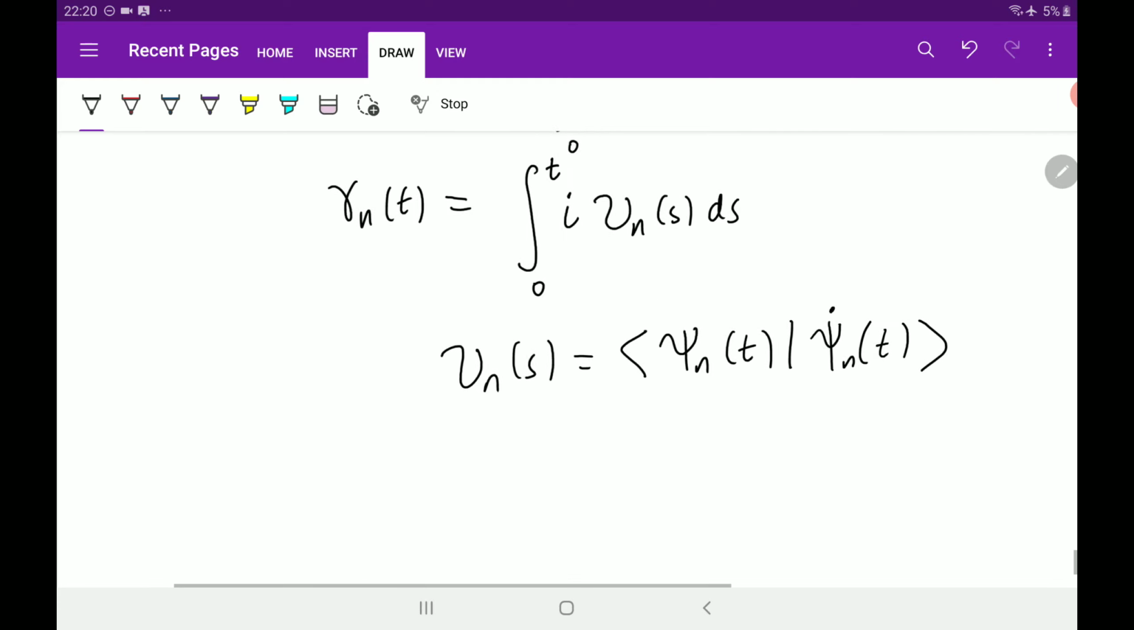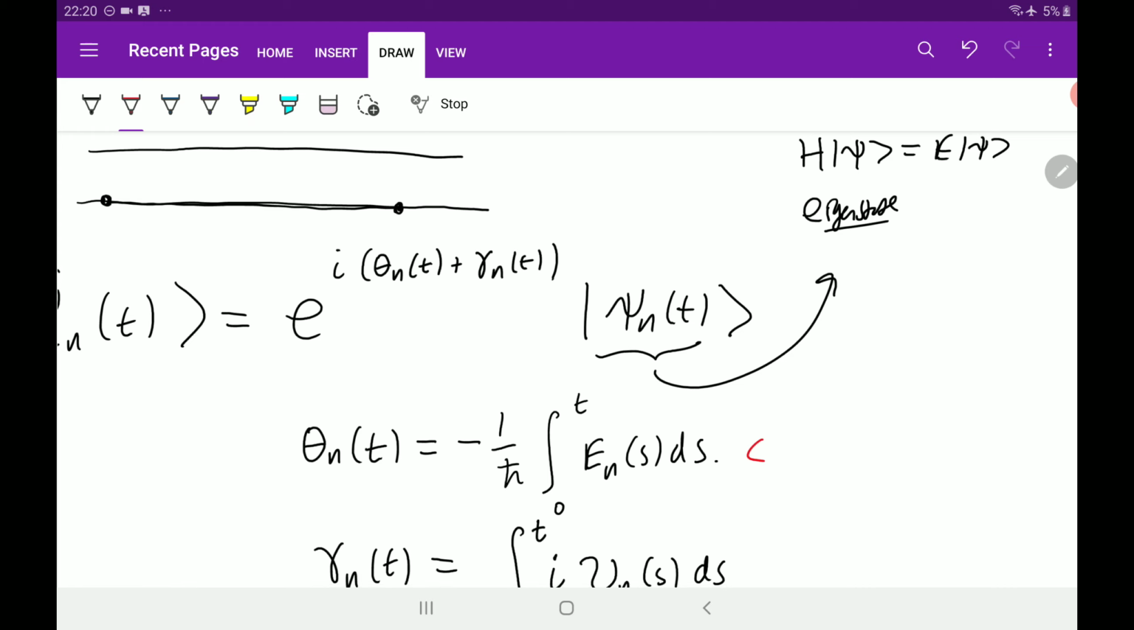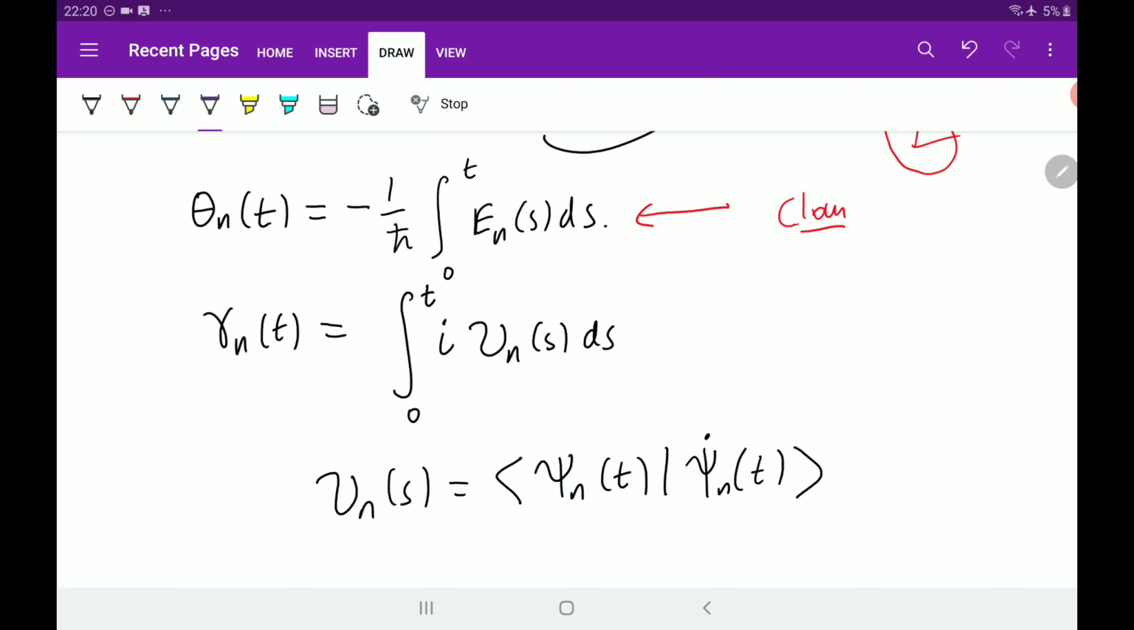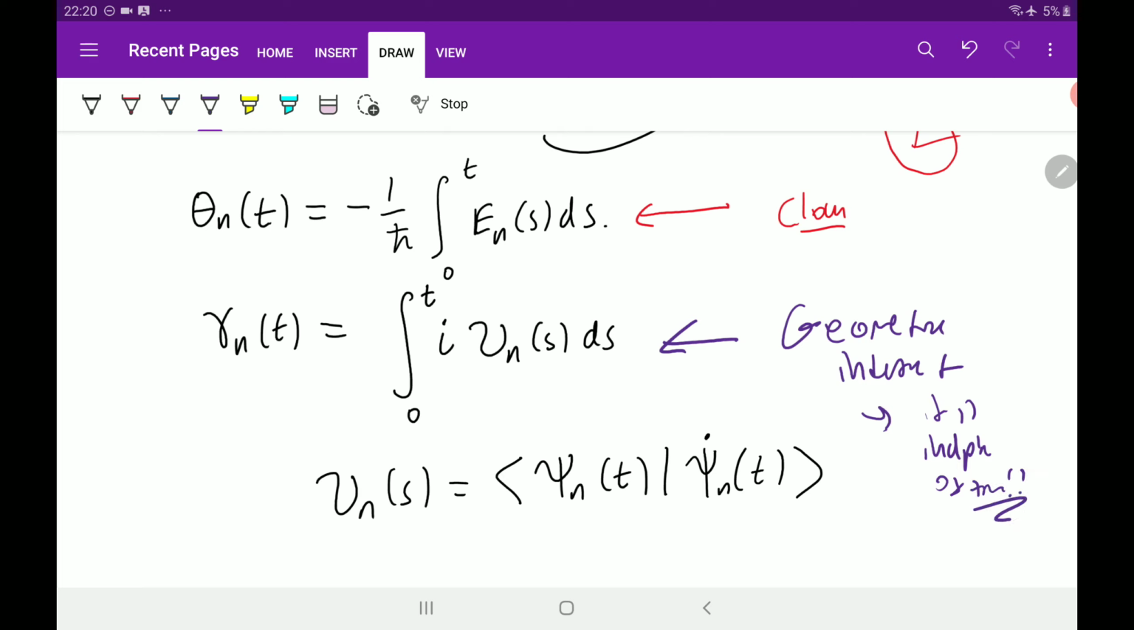And this phase factor is kind of a boring one. As you increase time, it changes more and more. It's like a clock, right? It basically evolves as you bring forward time. But this guy right here turns out to have a geometric interpretation, i.e. that it is essentially independent of time. Now what we mean by this, we obviously make more precise.